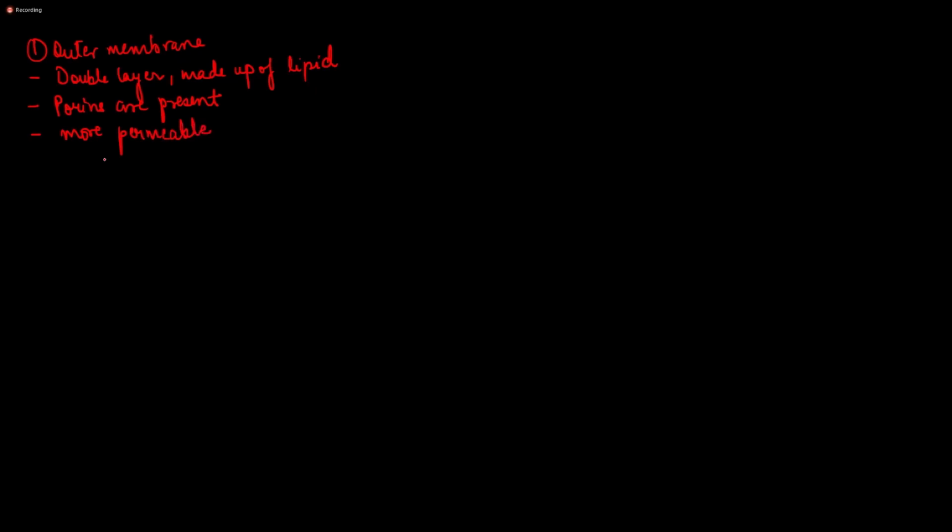Okay. Then there are no cristae on the outer membrane. So cristae are absent on the outer membrane, and there are also few enzymes present on it. So this is all about the outer membrane. Now the second was the inner membrane.